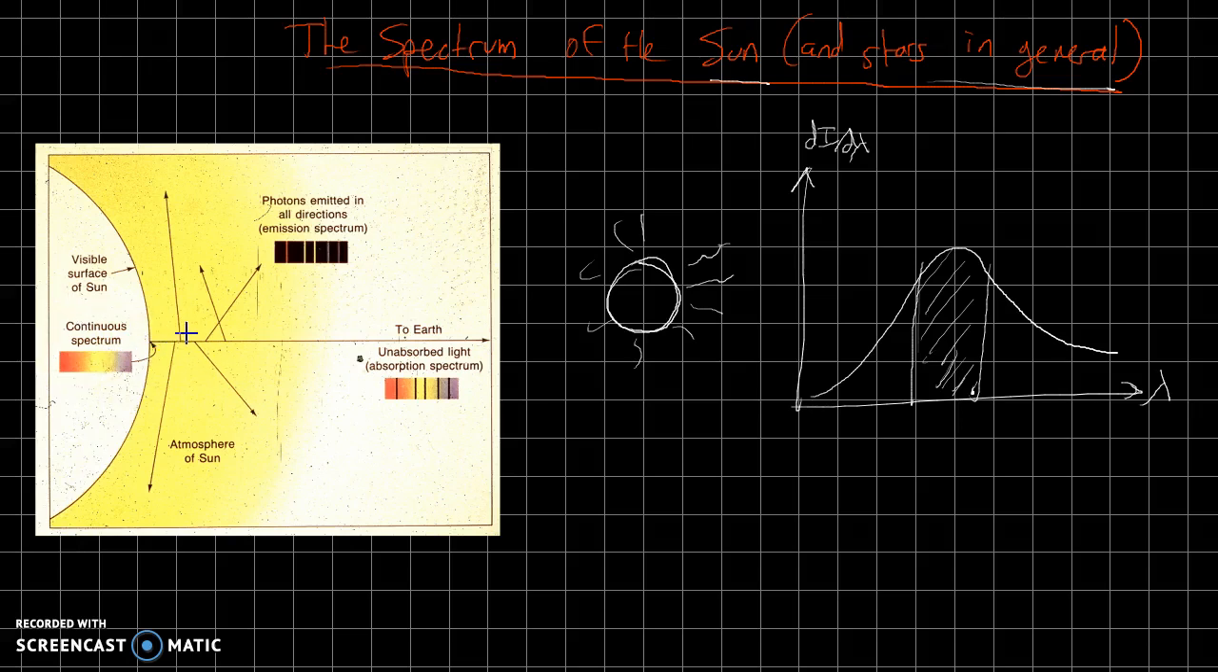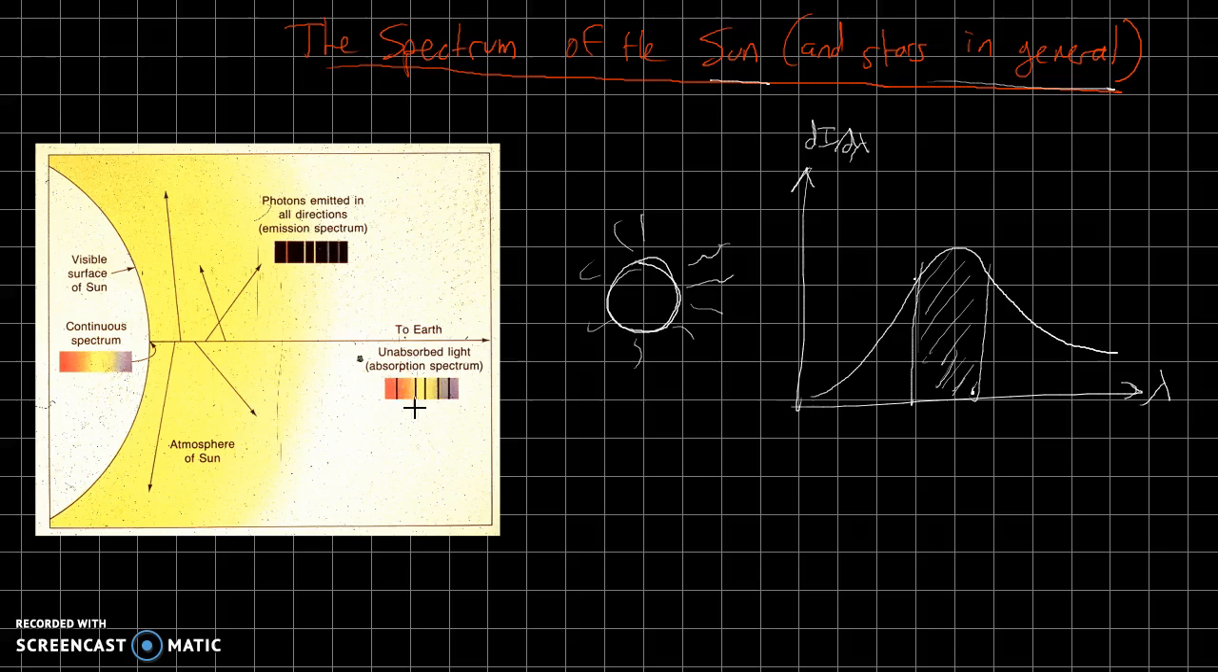passes through the atmosphere, some photons are intercepted by the electrons of the atoms in the atmosphere. So these electrons would absorb some specific photons, gaining energy in the process of that absorption. And so the light that reaches the Earth is missing some of those photons that have been absorbed. So if the atmosphere contains hydrogen, then hydrogen lines will be missing. If the atmosphere contains helium, then helium lines will be missing.